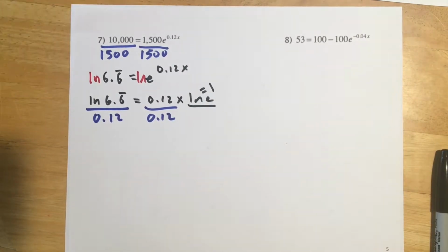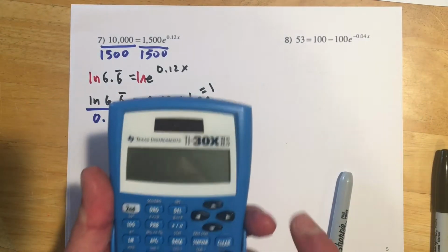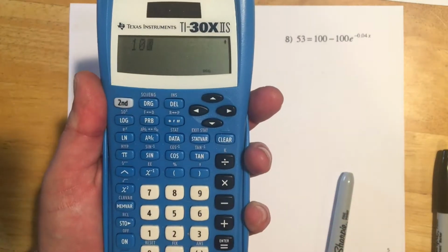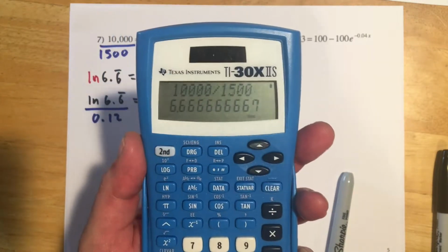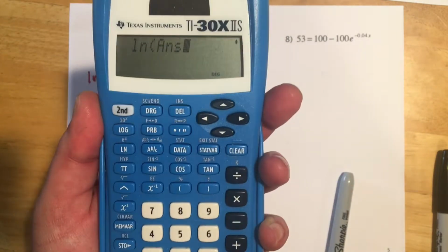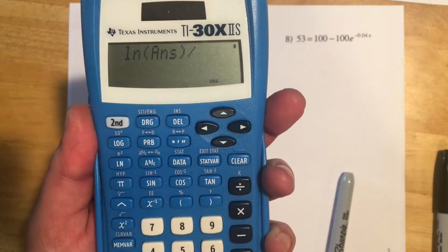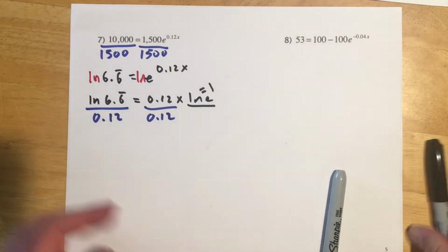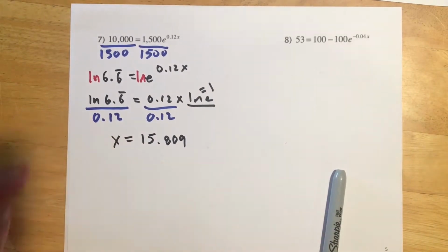And then when you put this in a calculator, have this on your calculator screen already. So in other words, actually, let me go ahead and show this. So we're going to go 10,000 divided by 1500, so that number's there. And then just use your answer button. So we'll go natural log, second function, answer, and it copies all those zeros for you. And then you just divide by 0.12. And then there's our answer. And that was x equals 15.809.